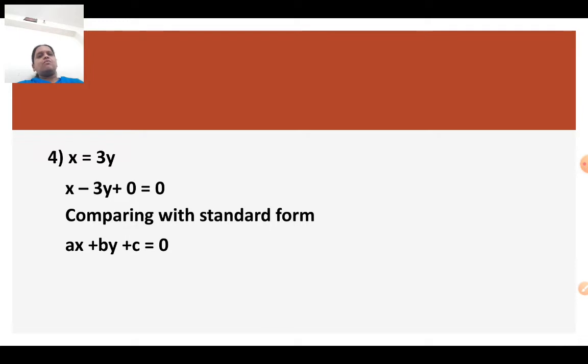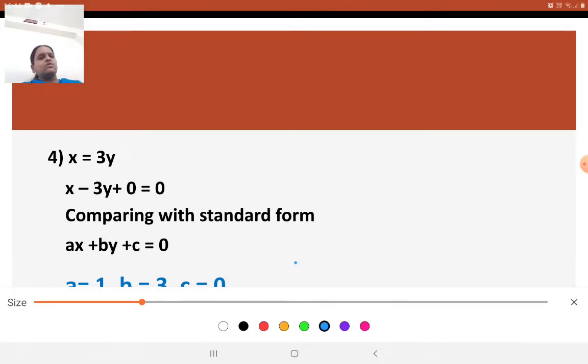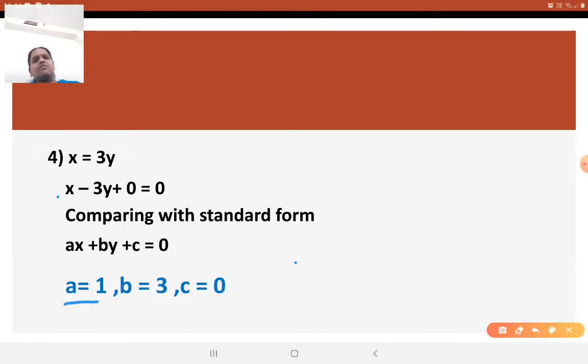Comparing with the standard form ax plus by plus c, we get the values of a, b, c. a equal to 1. Why? Because the coefficient of x is 1 here. Correct? Then b equal to 3. Actually, b is equal to minus 3, so please put minus 3 over here. Yes, there is a printing mistake, so it should be minus 3 there. And c value is 0.